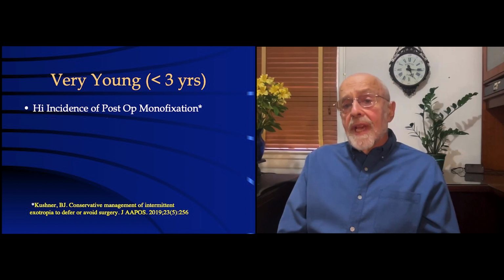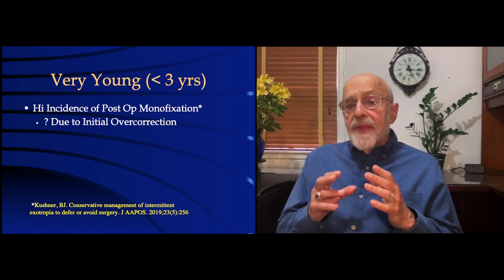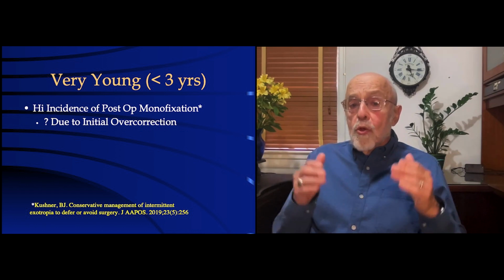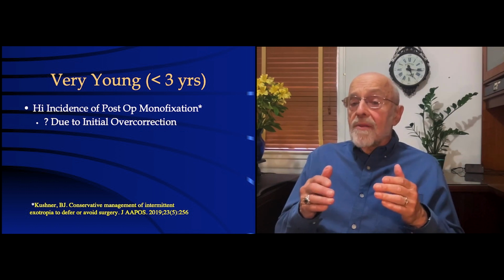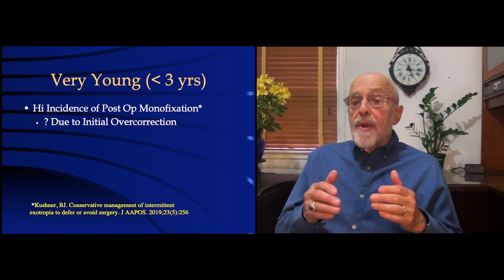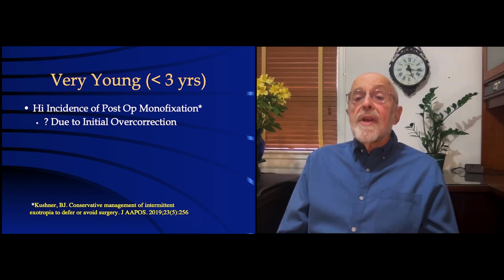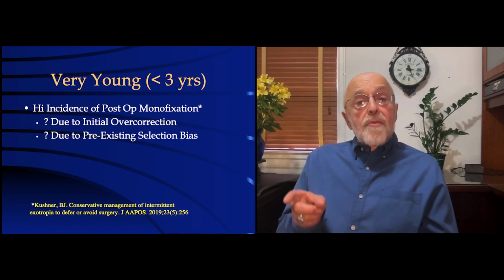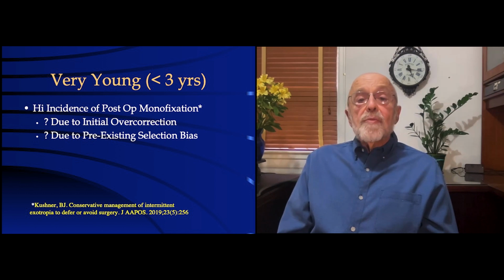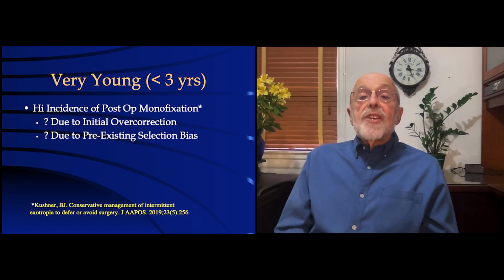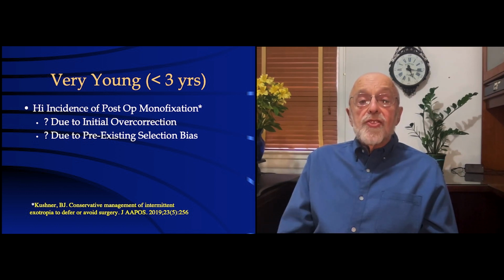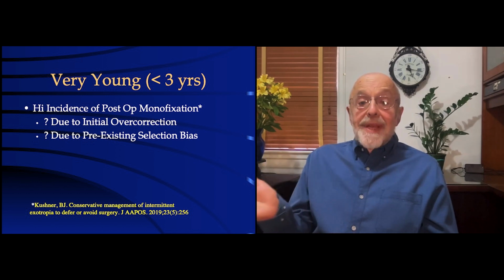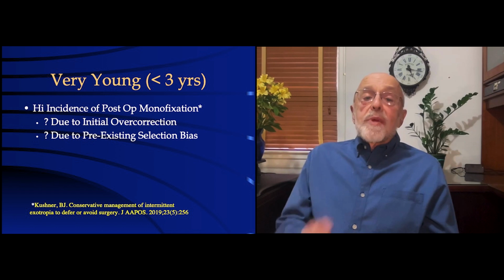And what's not clear and hard to flesh out is whether this is due to the fact that if you get an initial overcorrection, which we like to get with intermittent exotropia, in a very young child, even a couple of weeks of being esotropic after surgery may cause them to lose bifoveal fusion and become monofixators. Or, on the other hand, is this high incidence of monofixation because of a pre-existing selection bias? Is it the patients with subnormal fusion that come in with poorer control at a young age, and if they have surgery, they continue to be monofixators after? Well, that's a hard thing to sort out.